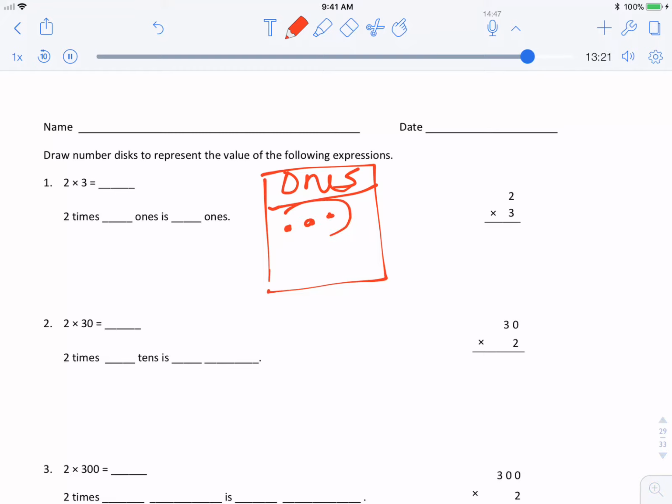So I could draw a place value chart. So here's my ones place. I have 3 ones. And how many times does it happen? 2 times. So 2 times 3 ones is 6 ones. 2 times 3 is 6.